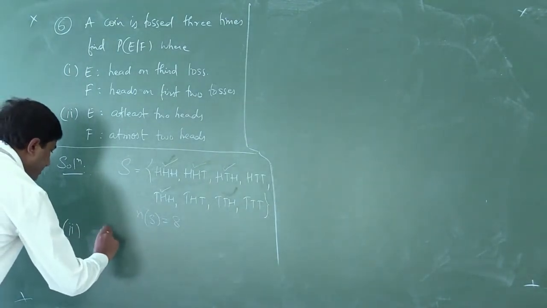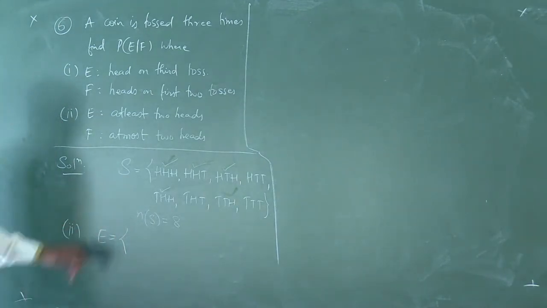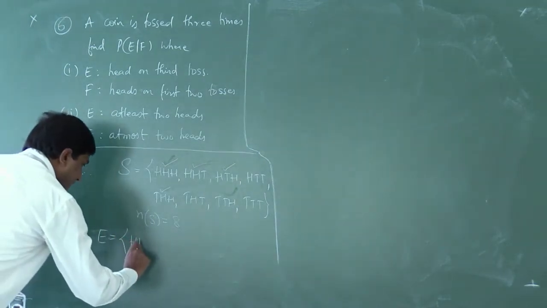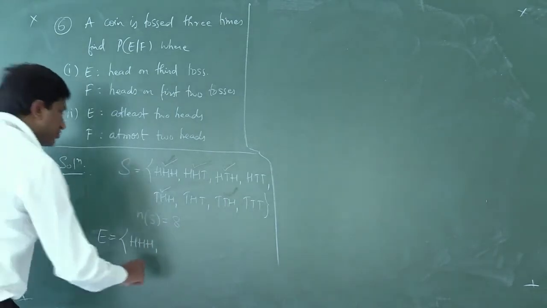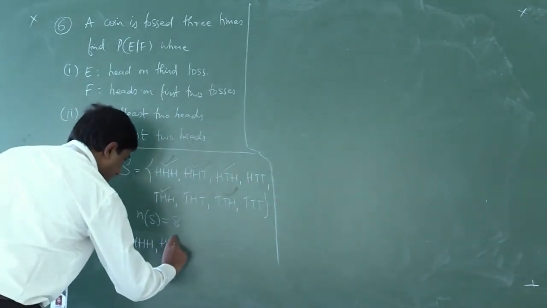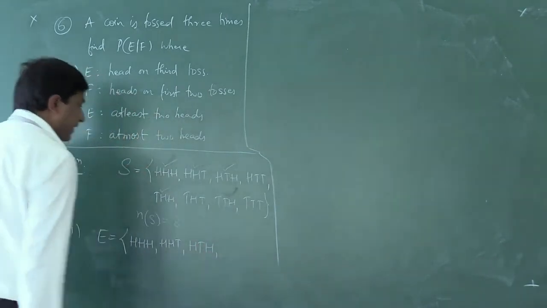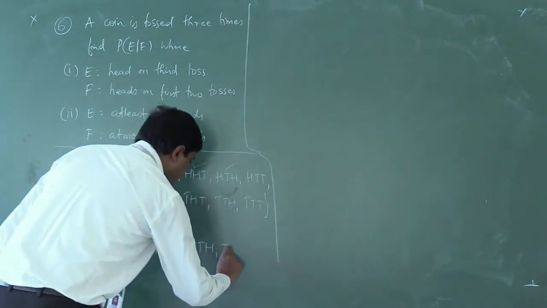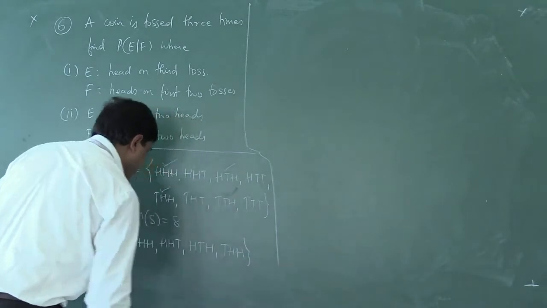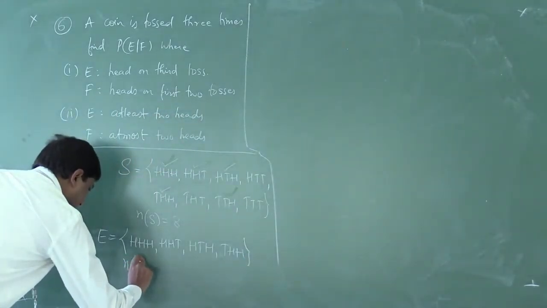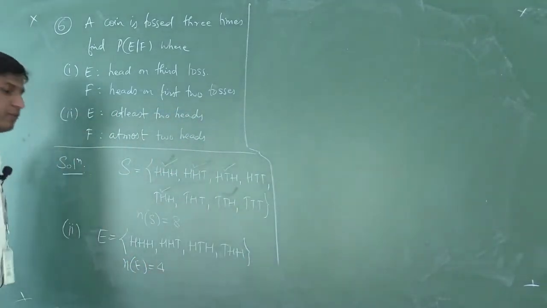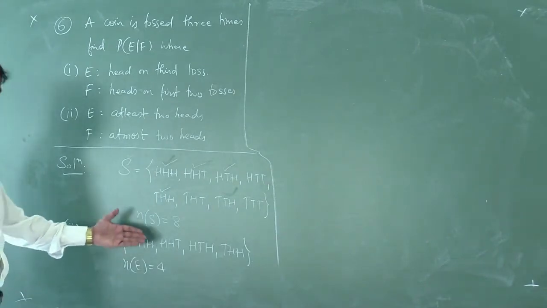What is event E? Set E is HHH, HHT, HTH, THH. How many elements in set E? We have four elements in set E.